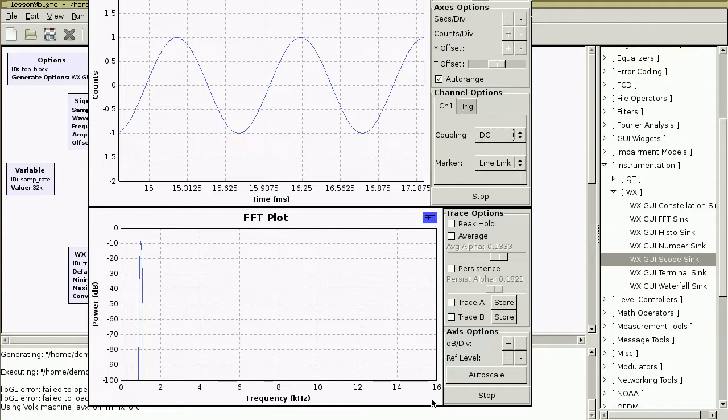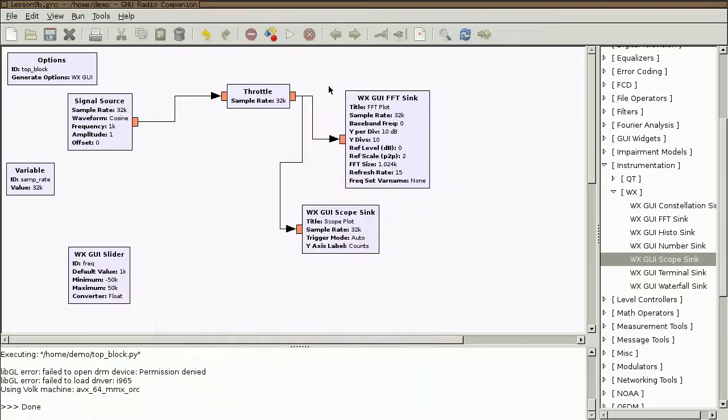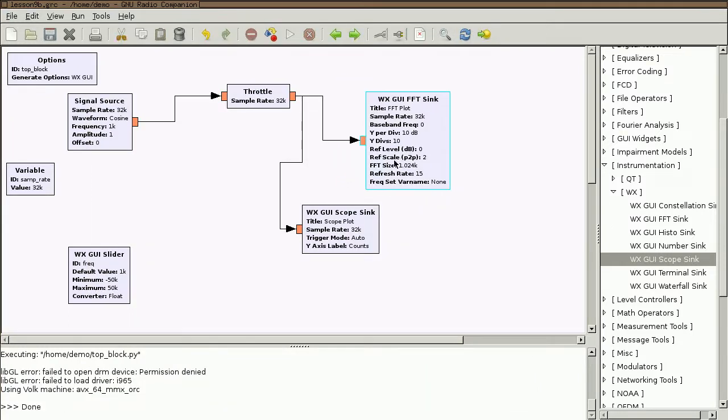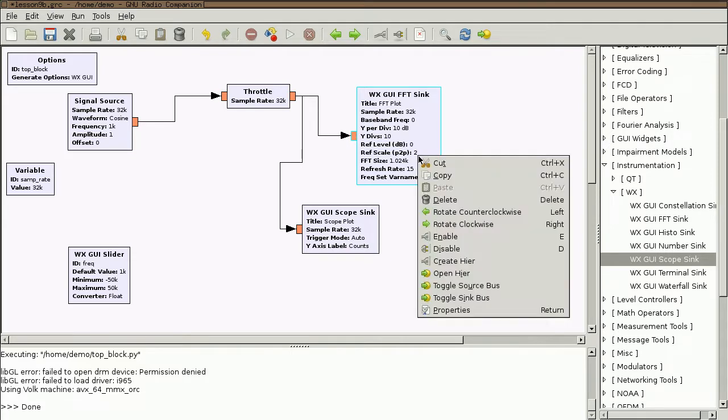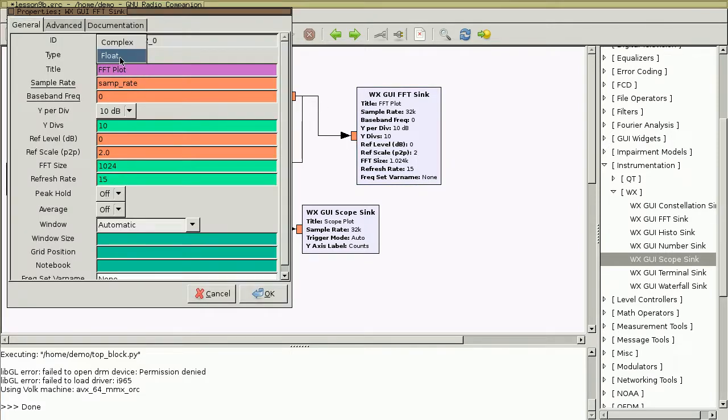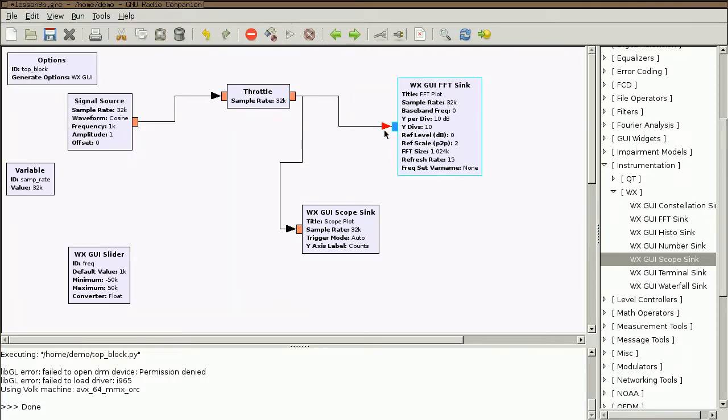Now, is there a way to get this to show us negative frequencies even though we're giving it a cosine wave and not a complex exponential? There is, in fact. As long as the FFT sink is configured to use a float data type, it'll only show us the positive frequencies. But if we were to configure it to use the complex data type, it then shows us negative frequencies. However, we have a type mismatch.